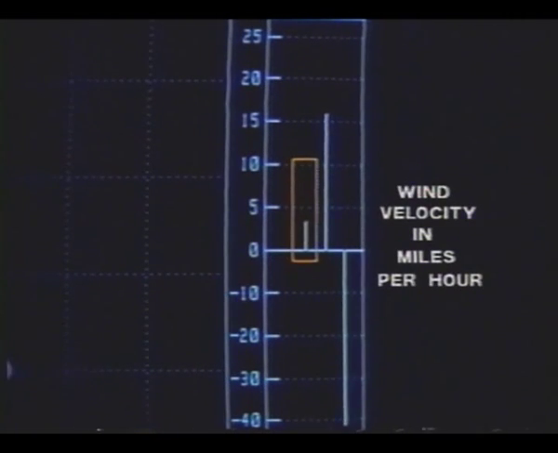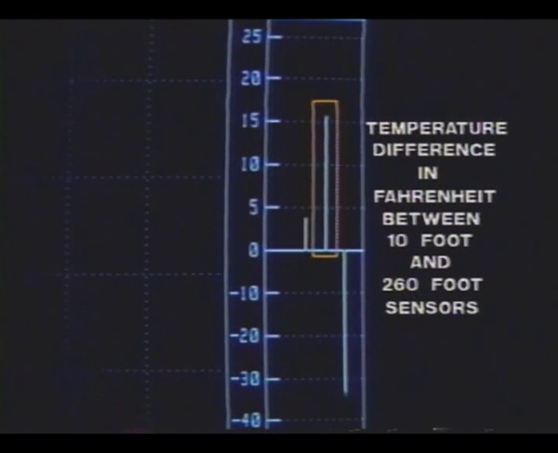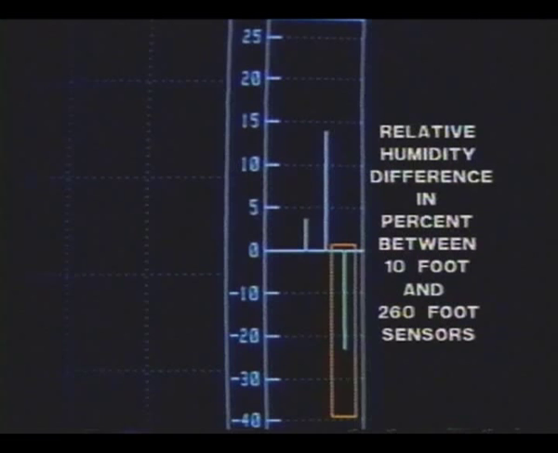Below the wind direction indicator, we see the following display. On the left, wind velocity in miles per hour. In the middle, temperature difference in degrees Fahrenheit between the 10 and 260-foot sensors. And on the right, relative humidity difference in percent between 10 and 260-foot sensors.